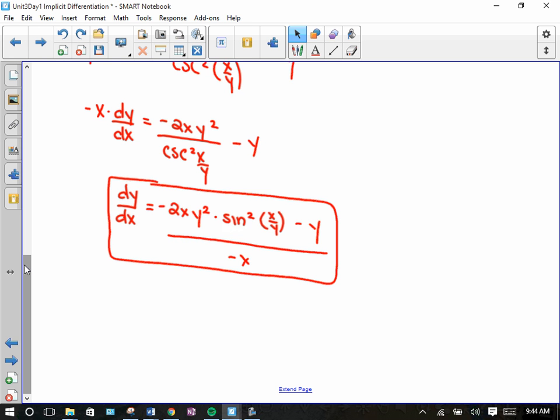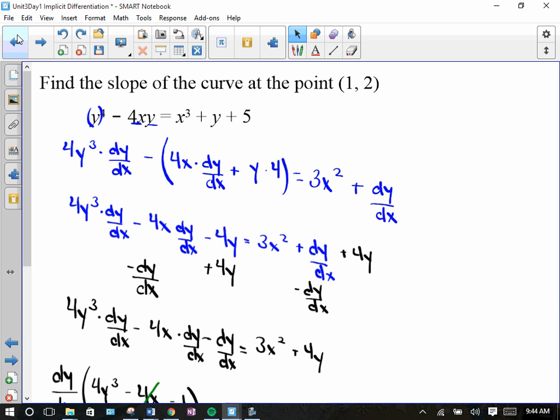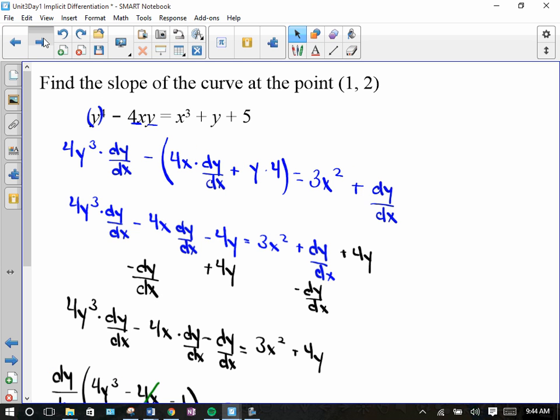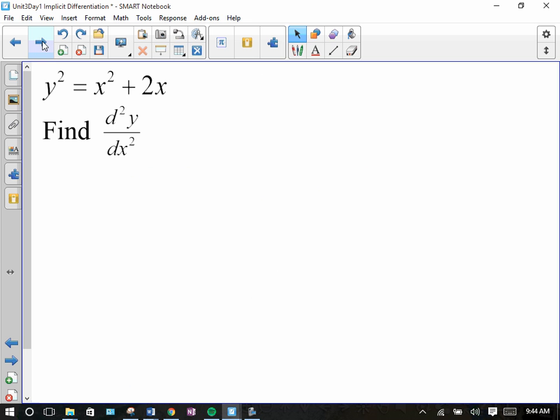Questions about that? How is this differentiation? I don't know if this problem is good. Typically, the ones that you would see on the AP test would be something like this.